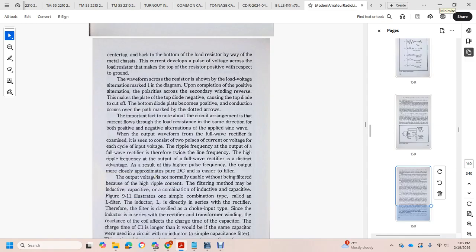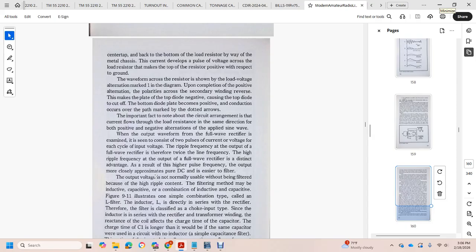The wave across the resistor shows the load voltage alternation, marked up with one diagram of the upper completion of the positive alternation. The polarities across the secondary winding reverse, which makes the plate with the top of the diode negative, and the bottom of the diode plate becomes positive, so it conducts. The path is marked with the dotted arrows. The important fact to note about this circuit arrangement is that the current flows through the load resistance in the same direction for both the positive and negative alternations applied with the sine wave.